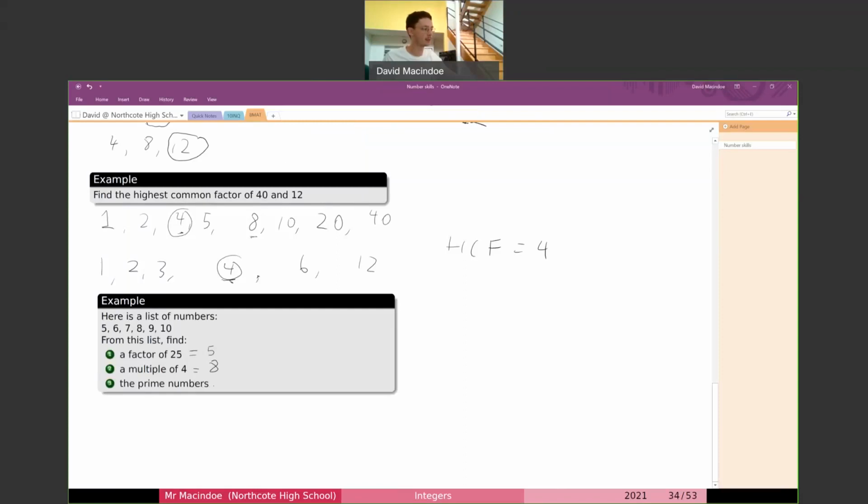And then the prime numbers. If you think about it, the only factors of 5 are 1 and 5, so it's a prime. 6 has 1, 2, 3, and 6, so that's too many. But 7 is just 1 and 7. 8 has too many factors, 2 and 4. 9 has more factors, right? Because it's also 3 times 3, and 10 has too many factors. 2 times 5 is also in there. So our only ones are 5 and 7. And that is it for our prime numbers.